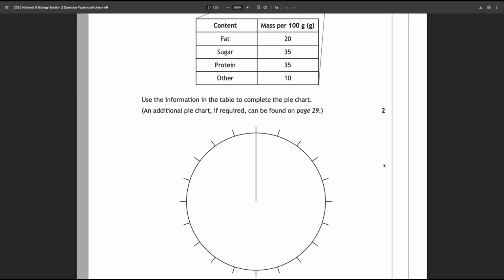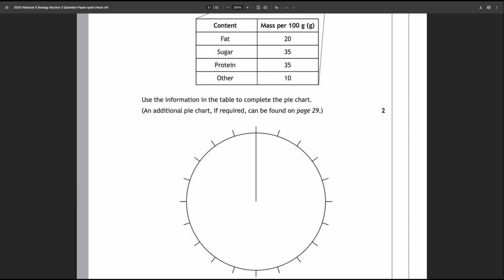So the first thing you need to do is work out that the pie chart has got 20 little segments, and because there are 20 segments on the pie chart and the total mass is 100 grams, that means 100 divided by 20, so each section is worth 5 grams. So for example, the other section, which is 10, would be 2 sections or 2 parts of the pie, because each part's worth 5. 2 times 5 is 10. Protein, we divide 35 by 5, that gives us 7, so there should be 7 segments for protein. Sugar is the same, it's 35, so again, that'll be 7 segments of the pie chart. And fat at 20 divided by 5 gives you 4 segments for the fat. Fat should have 4 segments, sugar 7, protein 7, and other 2 segments.